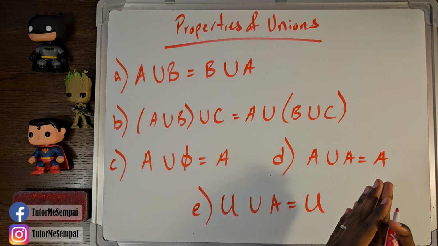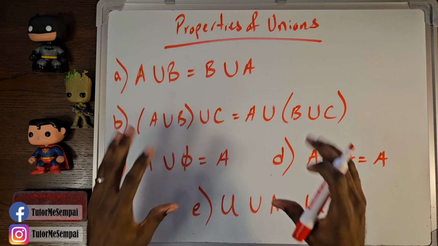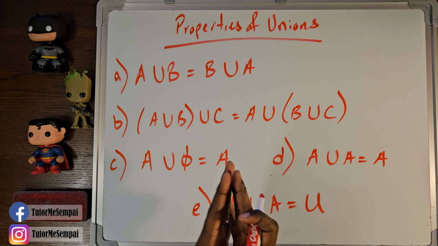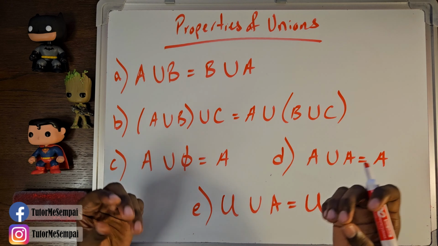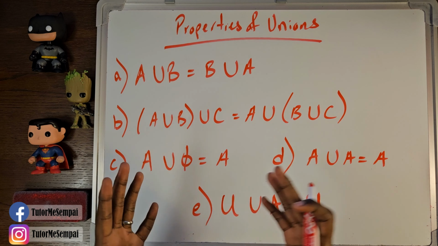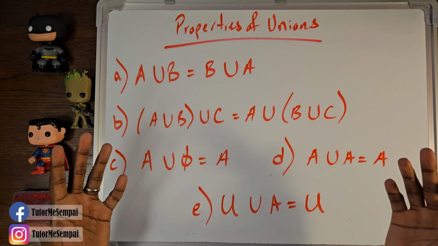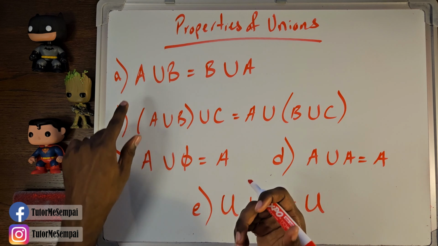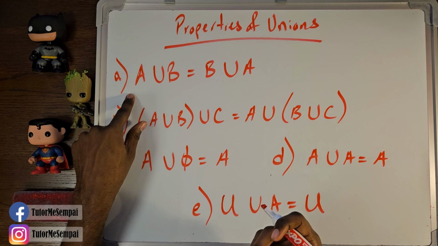Now that we've gotten the bookkeeping out of the way, let's look into our properties of unions. I wanted to start with the properties of unions only because, in my personal opinion, the unions are going to be way easier to understand than the rest. And that's simply because of the nature of a union. So let's start with our first property here.